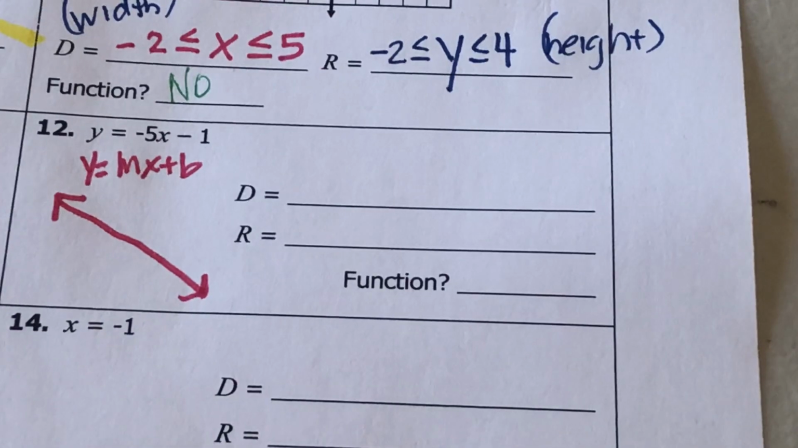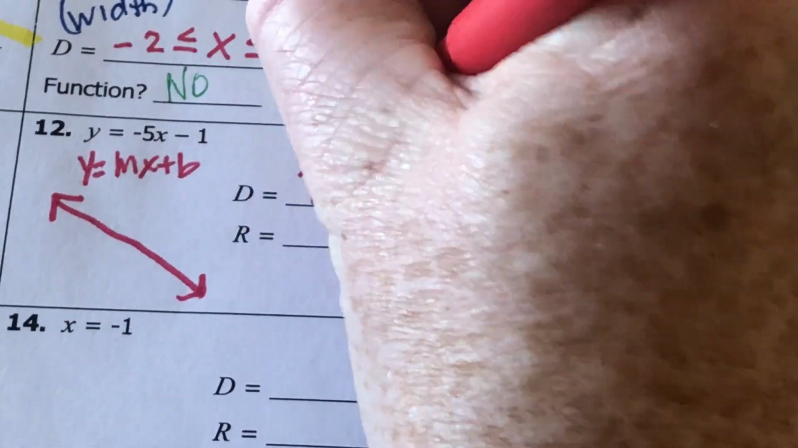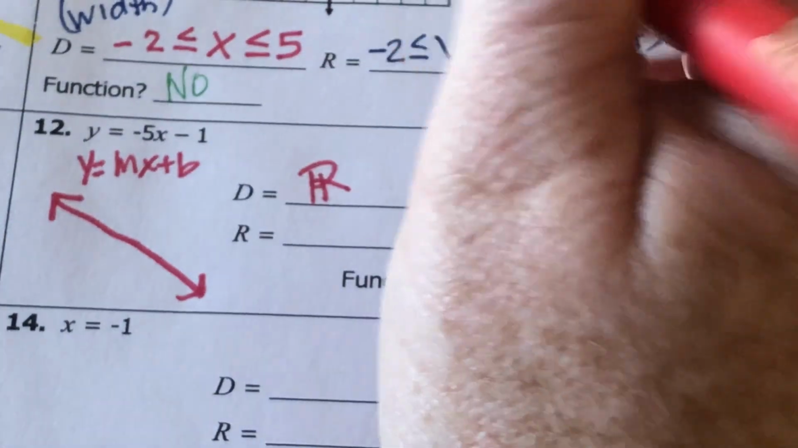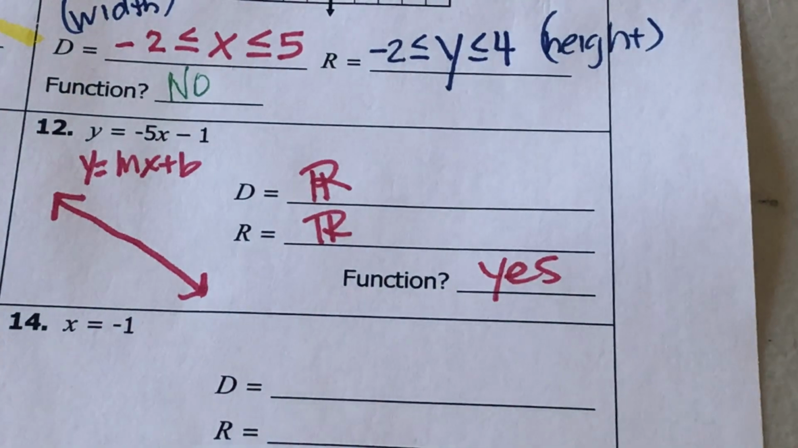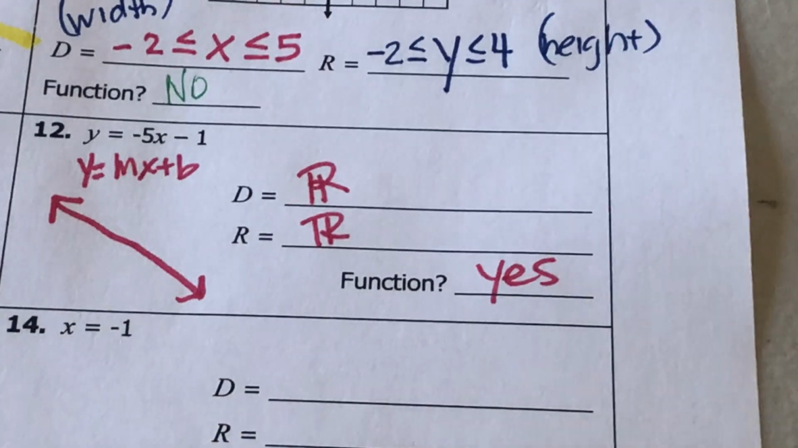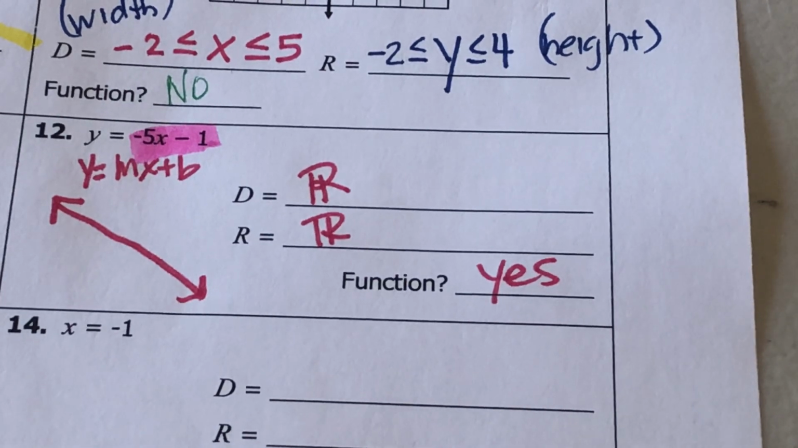Okay? So domain, it's going to go all the way left and all the way right if you expand it. That's all real numbers. Okay, and the range will also go all the way up and all the way down, all real numbers. And yes, this is a function. So this is very similar to number 8 that we did. And I would graph this in y equals and click graph in your calculator if that's still confusing to you.